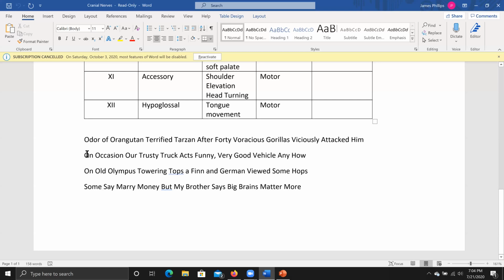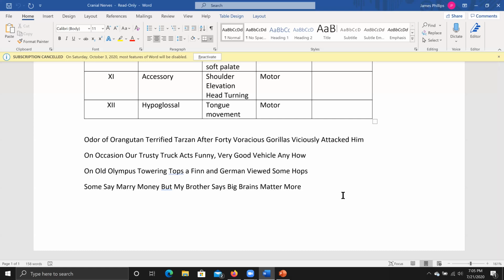This is another one I found on occasion. Our trusty truck acts funny, very good vehicle anyhow, okay? I could not remember either of those other two if I needed to, because that would be the ones I would learn. I learned this other one and used to say it. And now if you ask me what's cranial nerve number 10, I know it's vagus because I remember my cranial nerve names, okay? And all I need is a mnemonic to put them in order, okay?